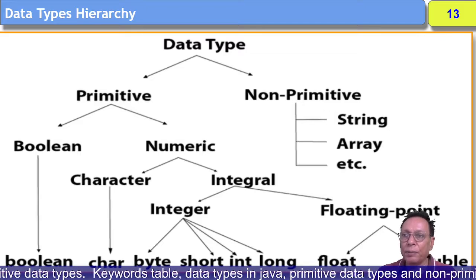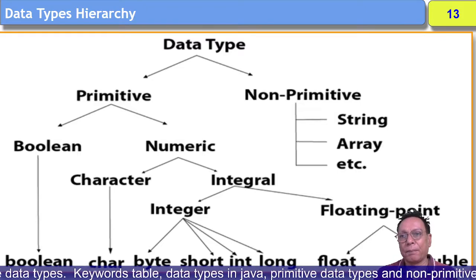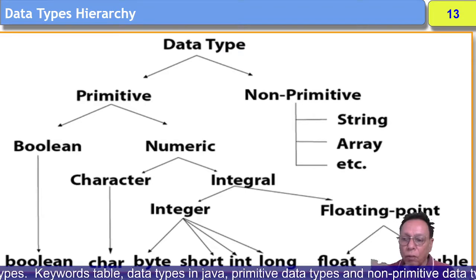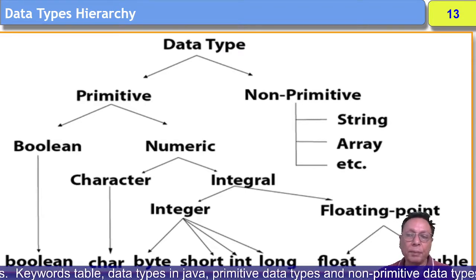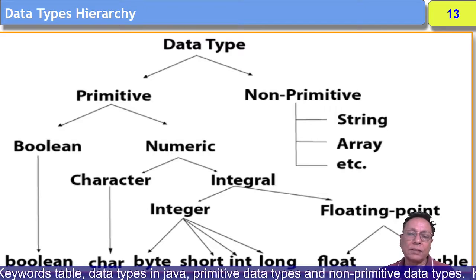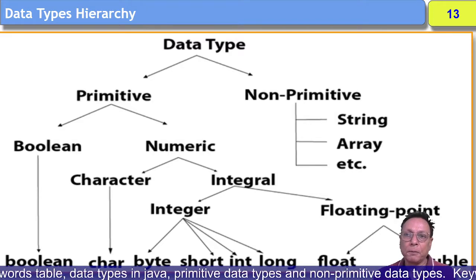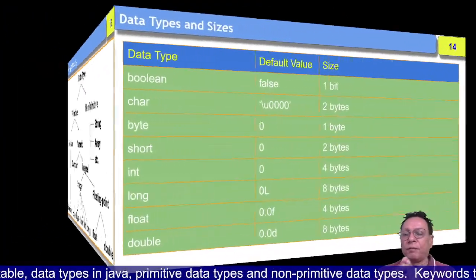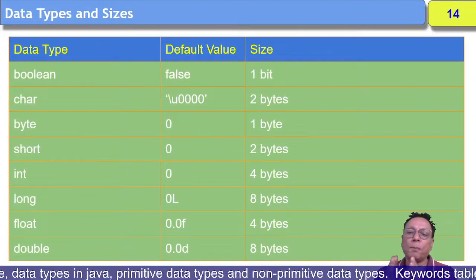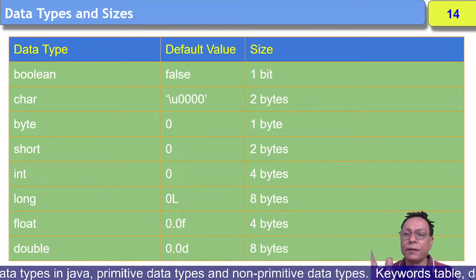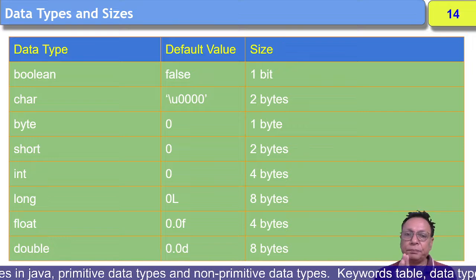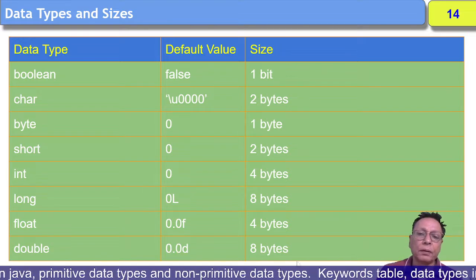Array can also be broken down into different types, etc. Means there may be more non-primitive data types, as I have discussed about student. So here there is a table of different data types which shows the size and default value of the data type, primitive data type.